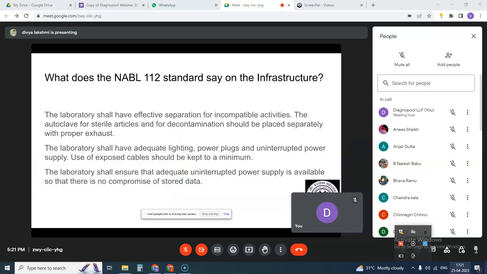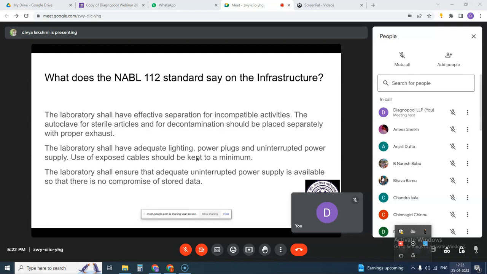Next we'll see what the NABL 112 standard says on infrastructure. According to the NABL 112 standard, all labs should have effective separation for incompatible activities. The autoclave should be separate for sterile articles and for decontamination articles. The lab shall have adequate lighting, power plugs, and uninterrupted power supply.